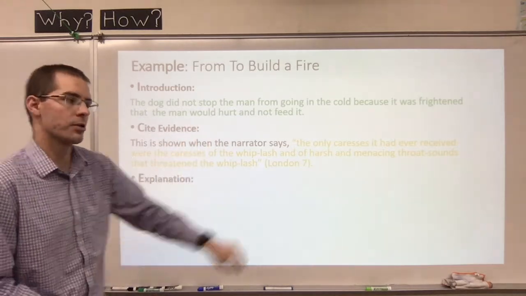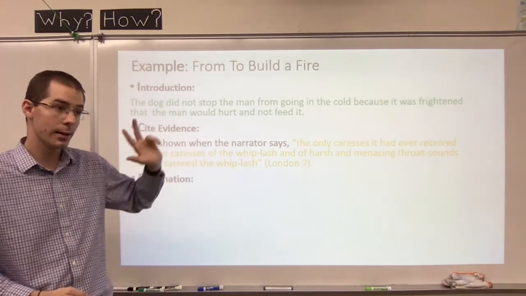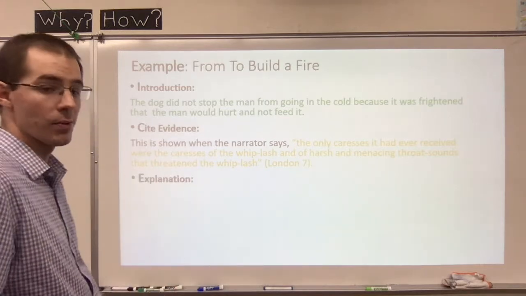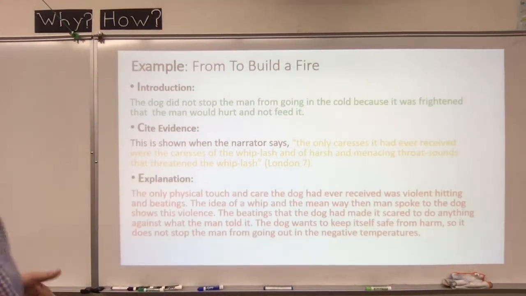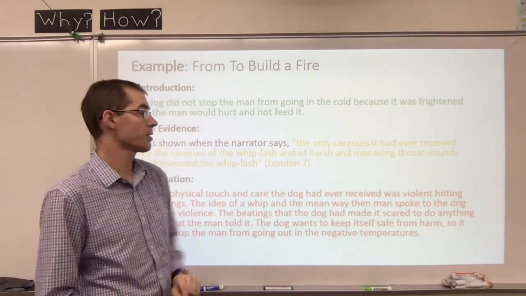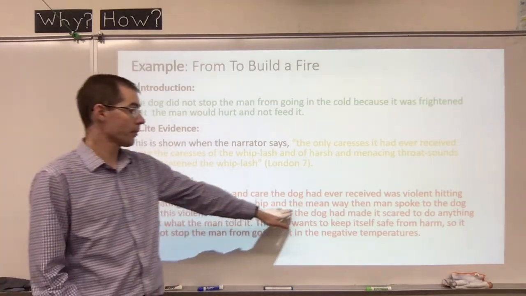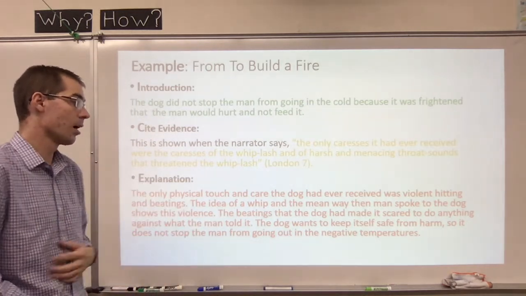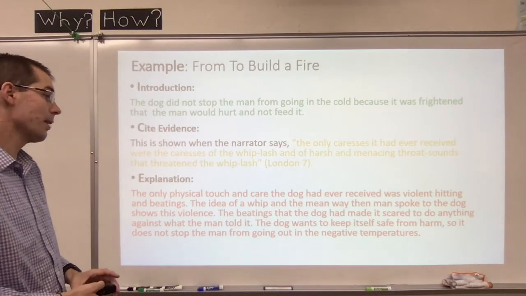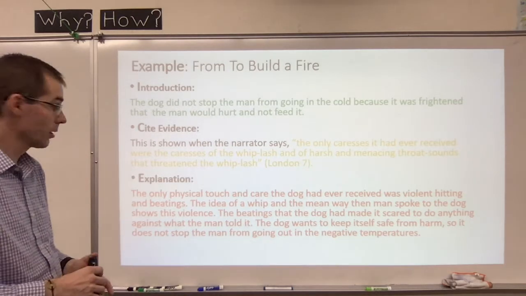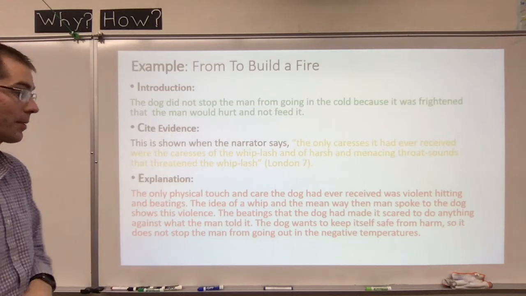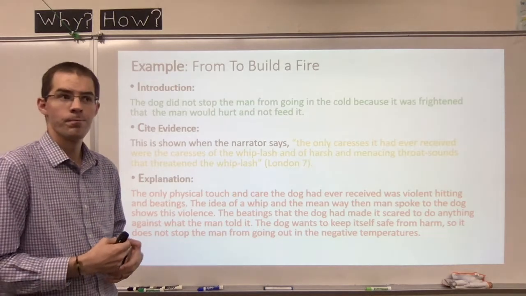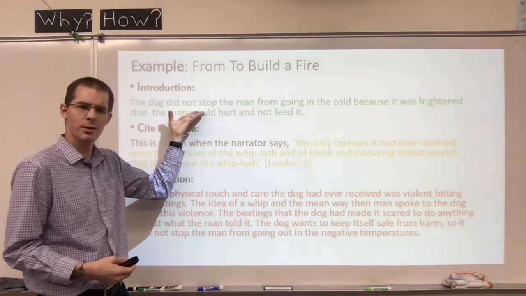With all 3 of those questions of why, how, and the connections, showing the connections, I put all of those answers together, and this is what came up. We have the only physical touch and care the dog had ever received was violent hitting and beatings. The idea of the whip and the mean way the man spoke to the dog shows this violence. The beatings that the dog had made it scared to do anything against what the man told it. The dog wants to keep itself safe from harm, so it does not stop the man from going out into the negative temperatures. Does that explain how this evidence answers the question?